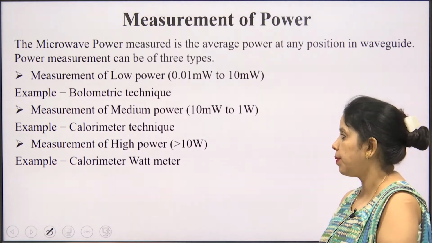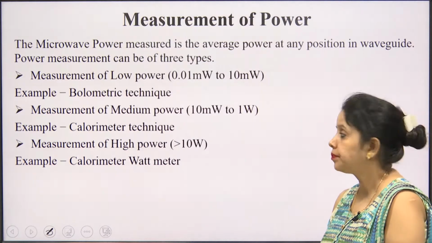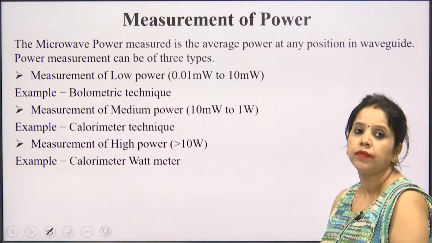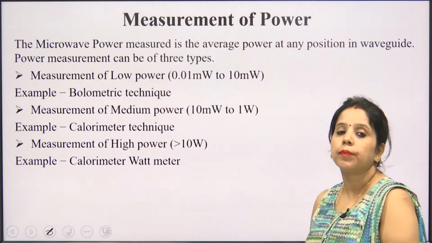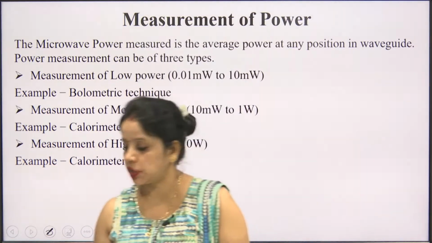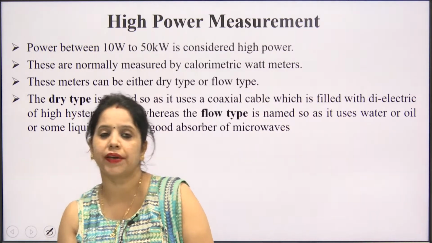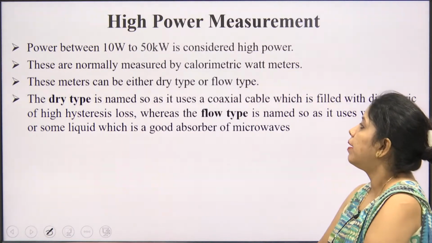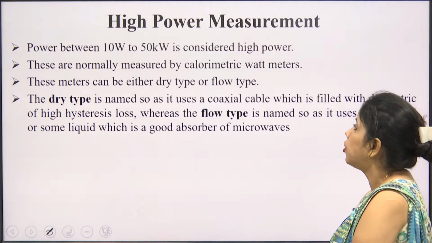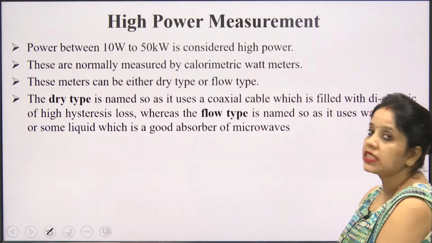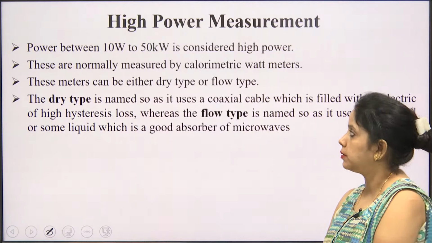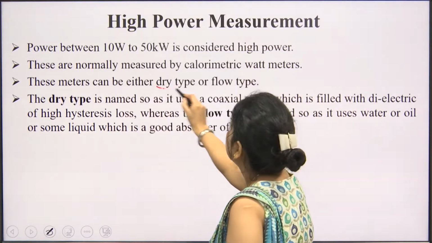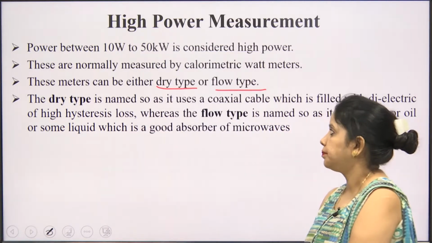Then comes the high power measurement, which is greater than 10 watt, and we use the calorimeter wattmeter for measuring the power. But in your syllabus only the measurement of high power is mentioned, that is why we are going to deal with the high power measurement only. Power between 10 watt to 10 kilowatt is considered high, and it is measured by the calorimetric wattmeter. These wattmeters are basically of two types, dry type and flow type.